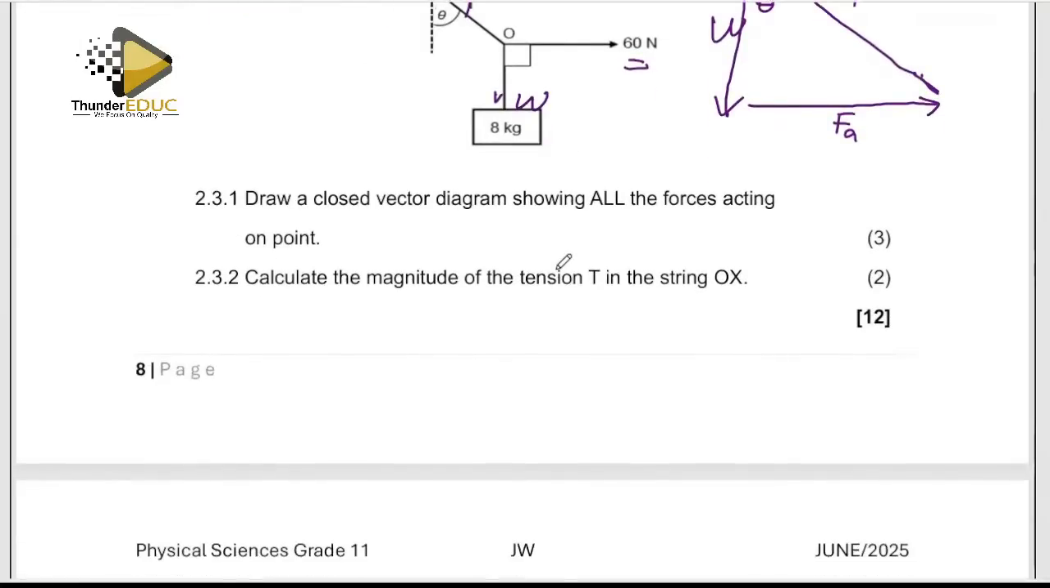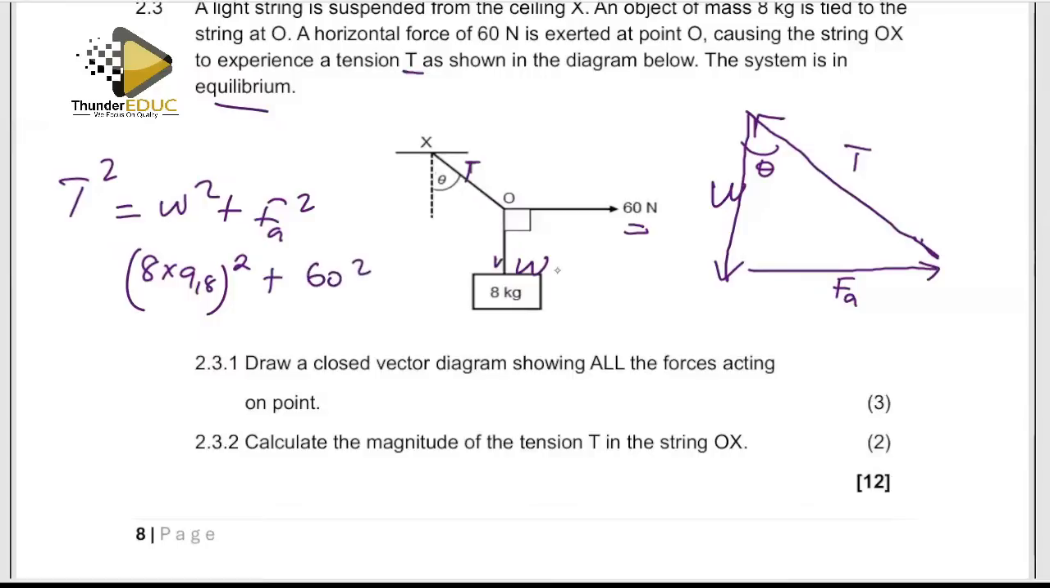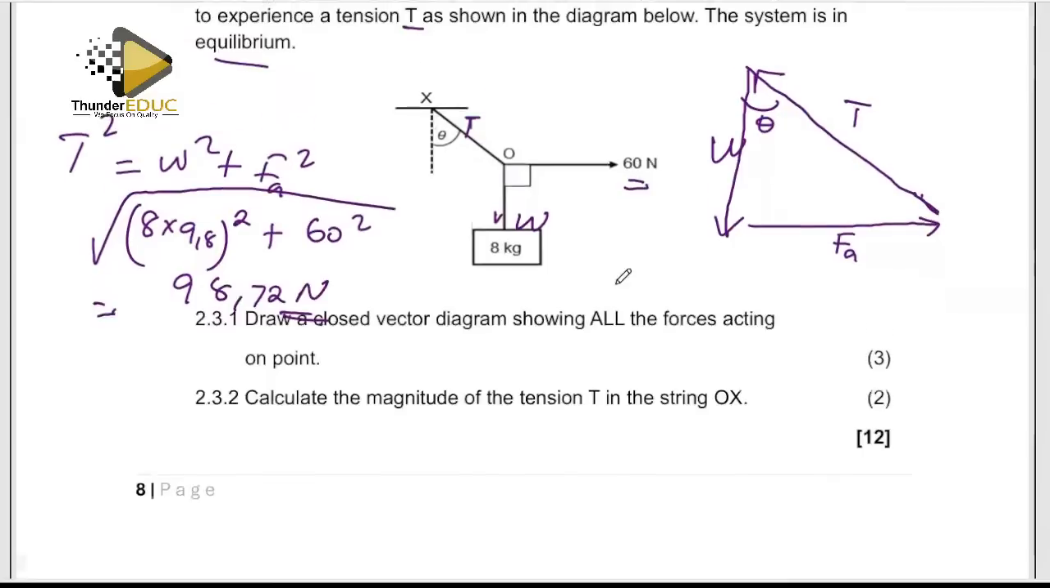Then calculate the magnitude of the tension T. With the tension T, what do we do? They are only giving us 2 marks. So let's use Pythagoras and say that T squared is equal to W squared plus the applied force squared. Our weight is 8 multiplied by 9,8, all squared, plus the applied force, 60 squared, under the square root, gives us the tension. So I end up with 98,72 newtons as our tension.